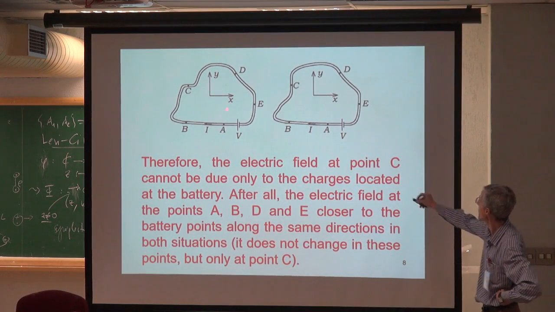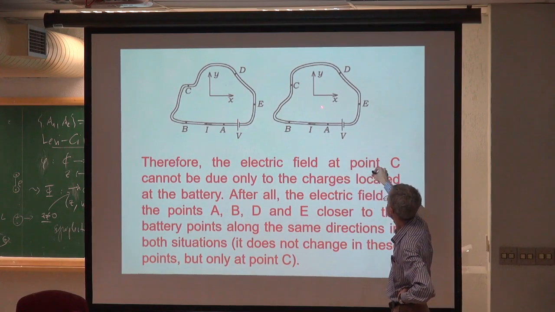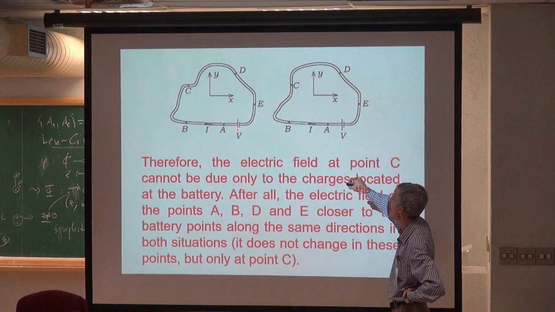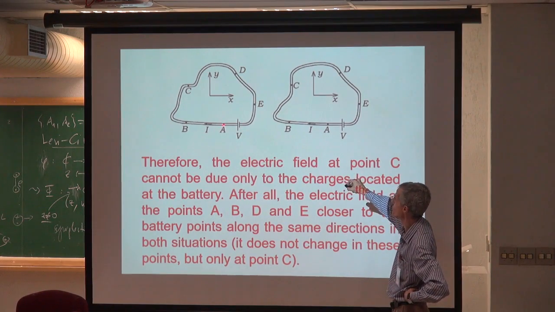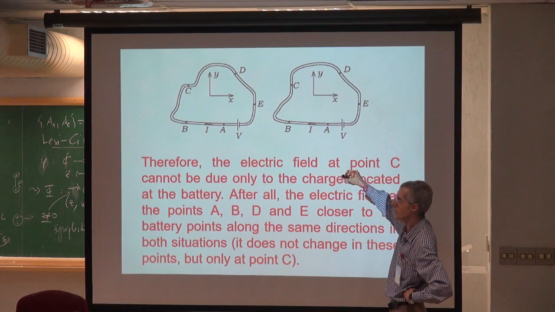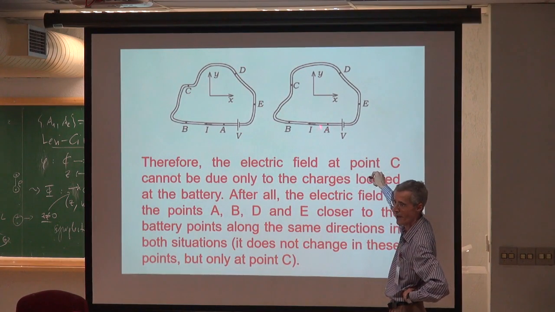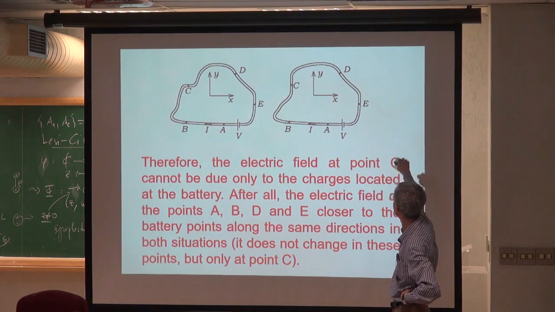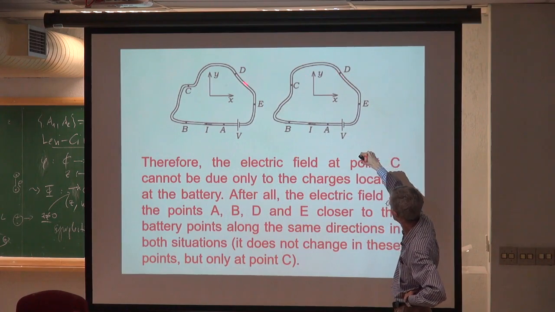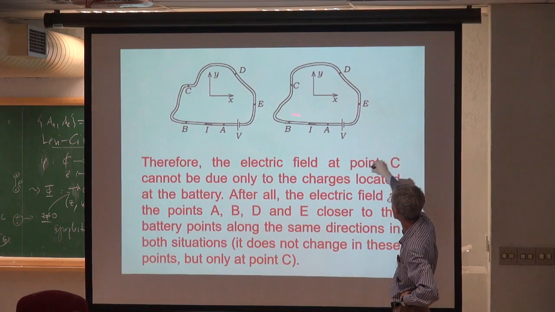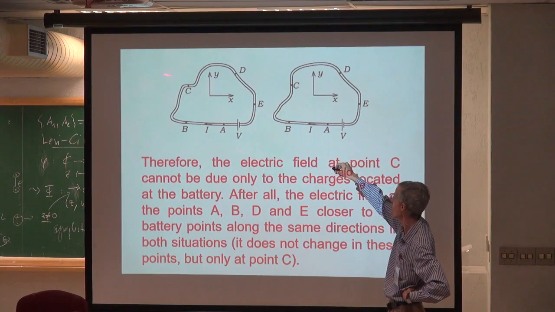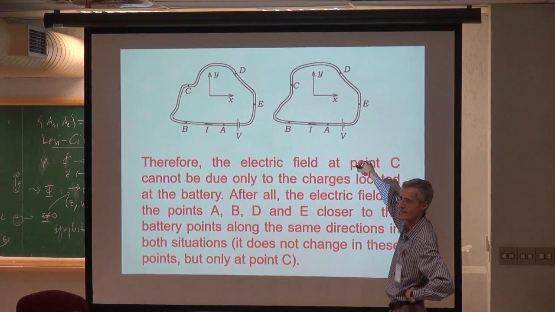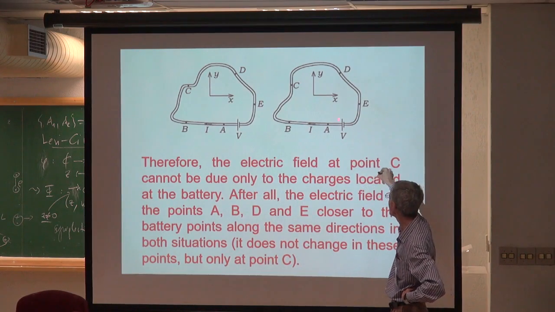Why? Because when I go from this situation to this one, if something did change inside the battery, the electric field should change especially close to the battery, at points A, B, E, or D. Not only far away, but at A, it continues in the same direction in both cases. At B, it continues in the same direction in both cases. At D, it points in this direction in both situations. At E, it points downwards in both situations. It did change only at C. So, it was not changed only inside the battery.